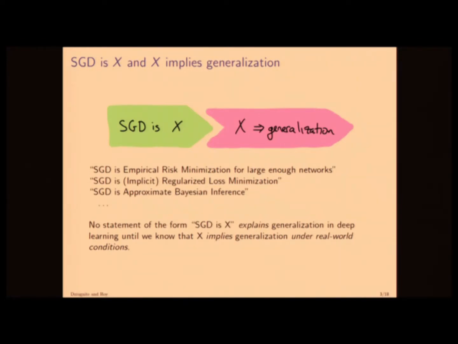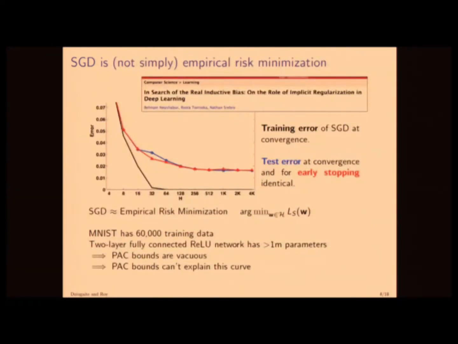So the basic argument we've been making, and this is not the first time someone's made this argument, is that no statement of the form "SGD is x" is going to explain generalization in deep learning until we know that x implies generalization under real-world conditions. So we've undertaken a study like that. It's preliminary, and it's sort of embarrassing, but now we have a baseline, and people can handily beat us, hopefully.